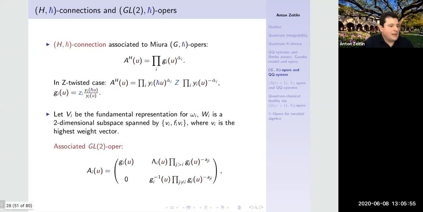Now, another thing, let's take a fundamental representation and let's act by this oper in that fundamental representation. It turns out that the first two vectors in there, the highest weight and the action of the Chevalley generator on the highest weight, are going to be preserved by our oper, and preserved by B plus. Therefore, to every omega_i, to every fundamental representation, you associate a GL2 oper, the 2x2 matrix here. This is important for the following. So let's remember that: there is the H connection and the associated GL2 oper.